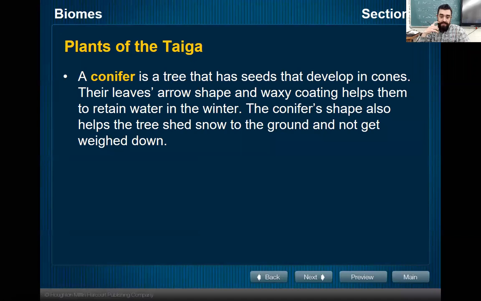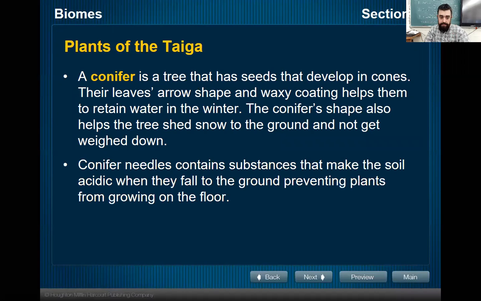The conifer is a tree that has seeds that develop in cones, hence the word conifer, cones. Their leaves, arrow-shaped and with a waxy coating, help them to hold water during the harsh winter. The conifer's shape also helps the tree to shed snow to the ground so that it doesn't get weighed down. So the cone shape of a pine tree, it has that shape so that it can let the snow get off of it and not get too weighed down.